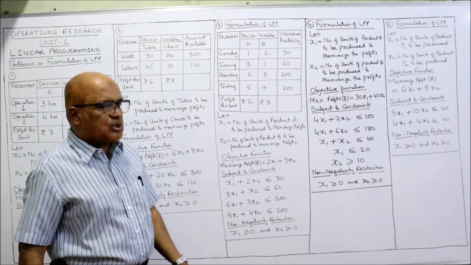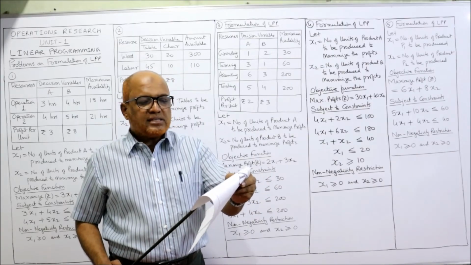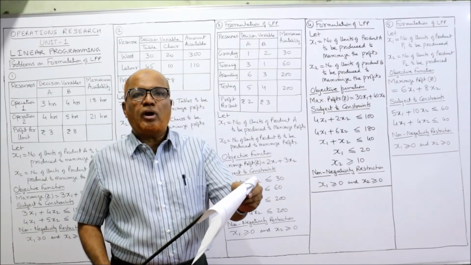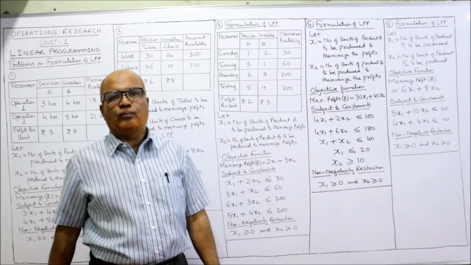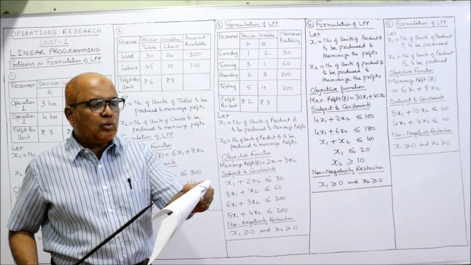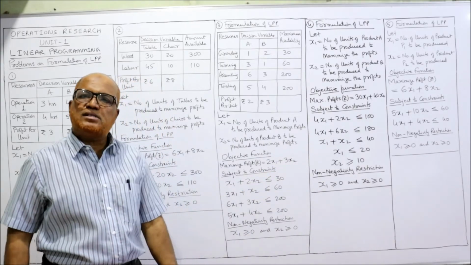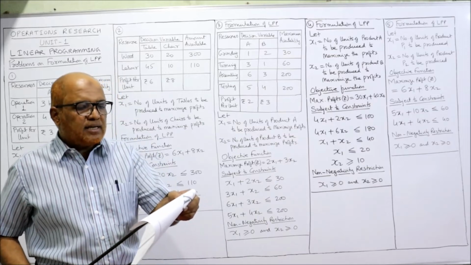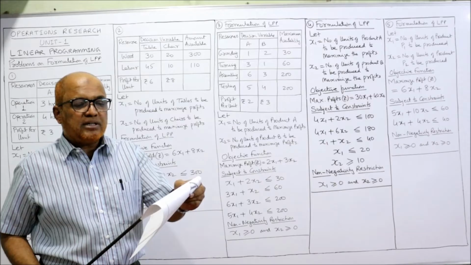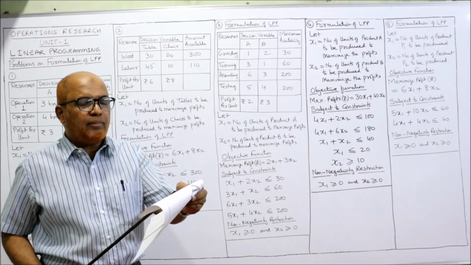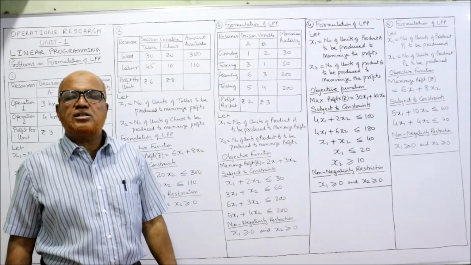Now subject to constraints. The machine time available is 100 hours, whereas each unit of A and B takes 4 hours and 2 hours. So 4x1 plus 2x2 is less than or equal to 100. First restriction completed. Second is labor hours available is 180 hours and the products A and B take 4 hours and 6 hours of labor respectively. So 4 hours per unit of A, 6 hours per unit of B.